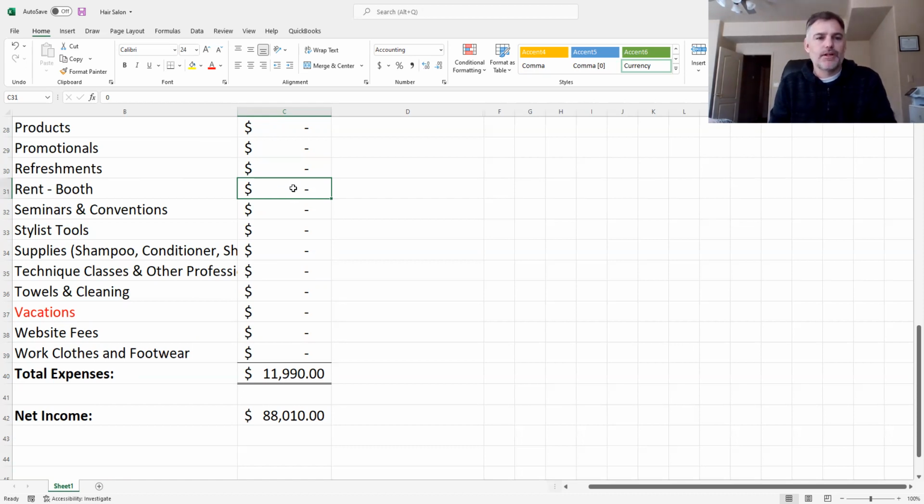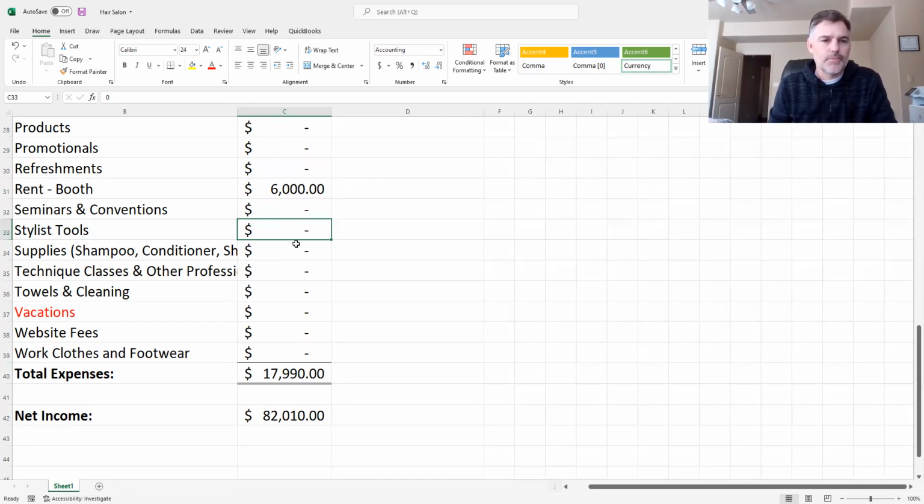Booth rent is going to be one of your bigger expenses, depending on how much you guys need to pay per month. I'm just going to put in a big amount right there. And then let's say that you need to attend a seminar or a convention. That really should be one of my red ones, so we'll come back to that.